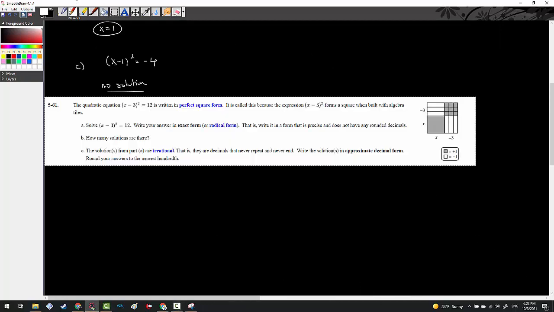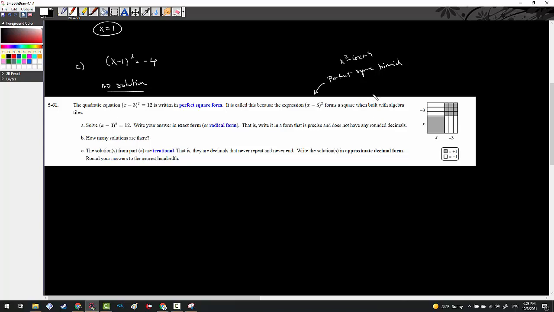In 5-61, it says the quadratic equation (x - 3)^2 is written in perfect square form. And that is because the expression (x - 3)^2, well, we know this. This is the factored version of a perfect square trinomial, right? And in its trinomial form, this was x^2 - 6x + 9. So hopefully that makes sense.